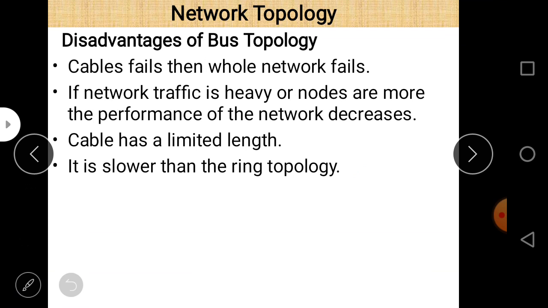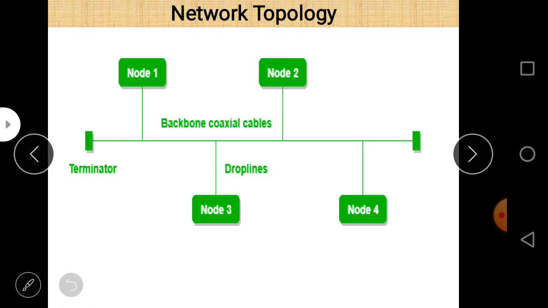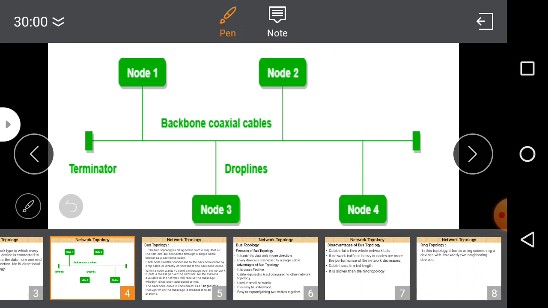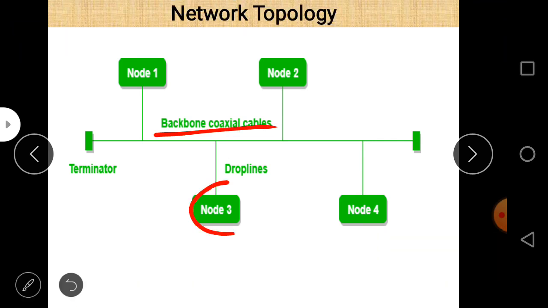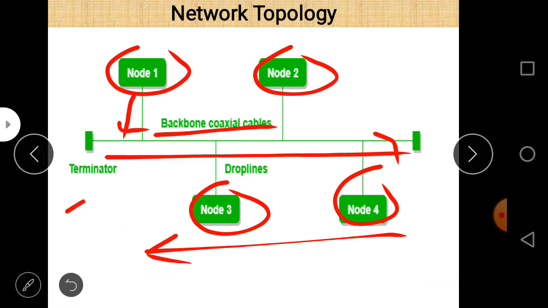Next is ring topology. Before we discuss ring topology, let us take a quick revision of bus topology. This is a diagram. Here this is a backbone coaxial cable, and these are the nodes. There are 5 nodes connected to the backbone cable through drop lines, or they may be directly connected to it, and data goes in a single direction, either this way or this way, and this is called the terminator.